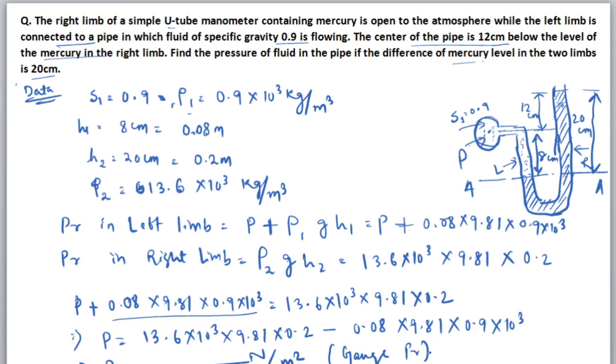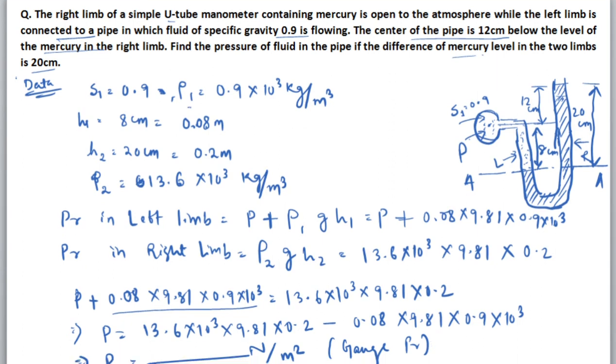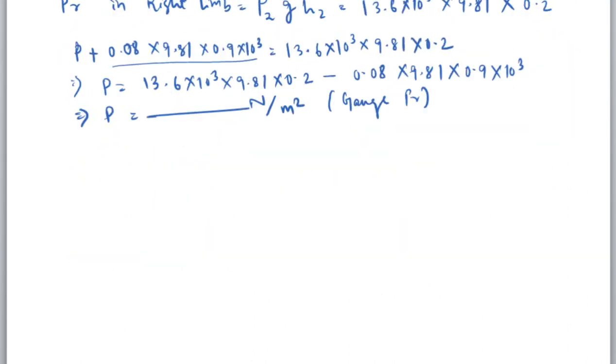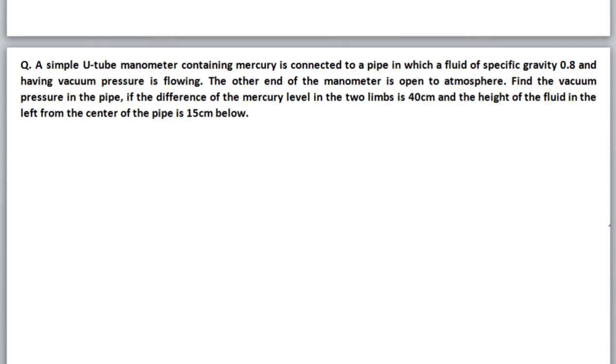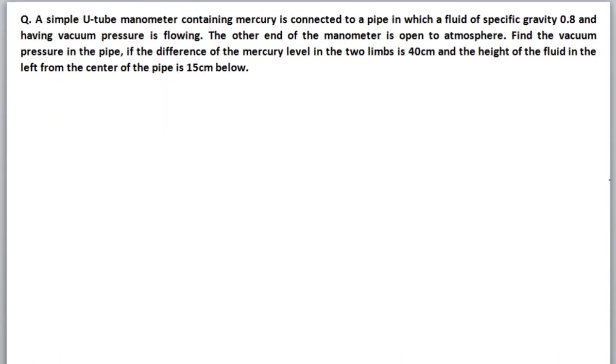After this we will go to the next problem, where the pipe contains vacuum pressure. So let us read the question. A simple U-tube manometer containing mercury is connected to the pipe in which the fluid of specific gravity 0.8, having vacuum pressure, is flowing. The other end of the manometer is open to the atmosphere.